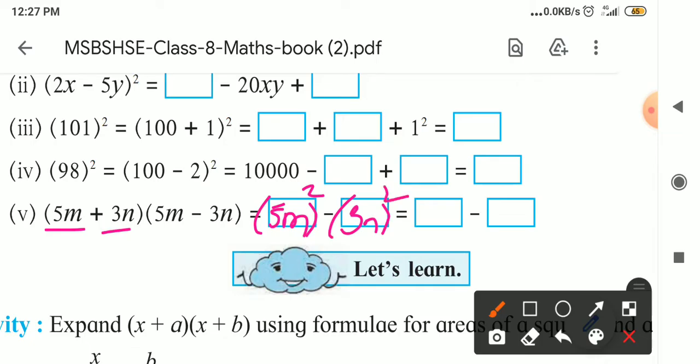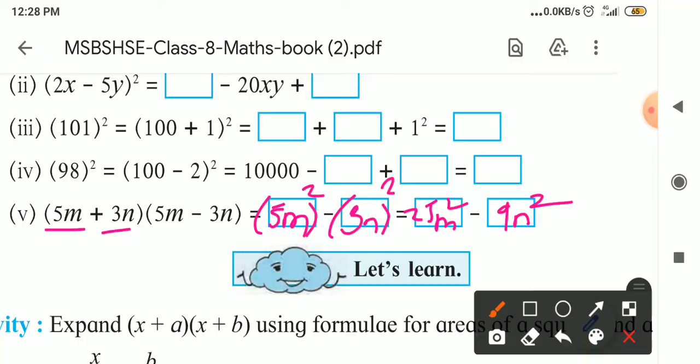So the answer is 25m square minus 9n square. In this way you can solve the example by using the factorization.